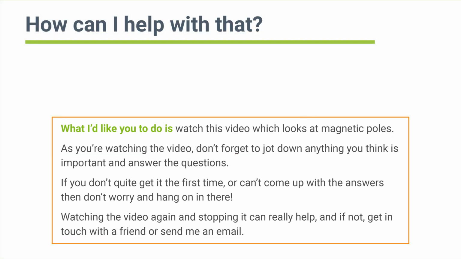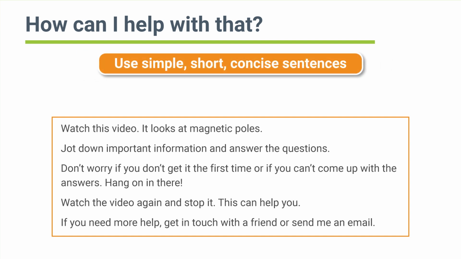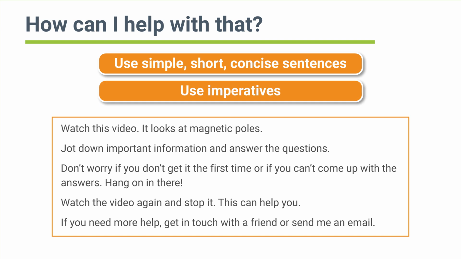To help your EAL learners, you can get rid of any unnecessarily complex syntax and instead use short, concise sentences. You can also use imperatives where you can to keep the instructions clear. So, if we addressed all the complex grammar in the previous instruction, it would look like this.